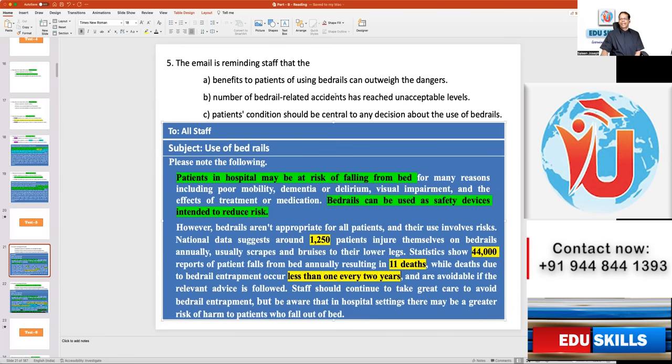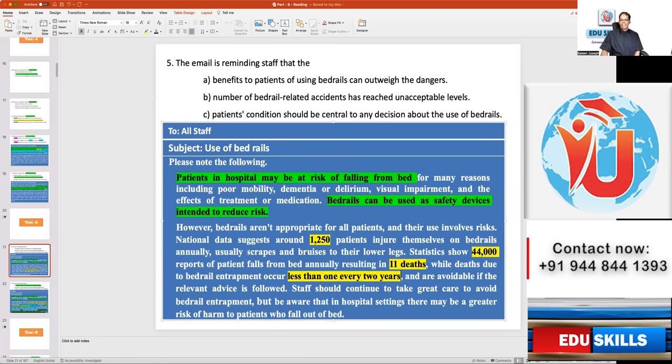Number of bed rail related accidents has reached unacceptable levels. Patient's condition should be central to any decision about the use of bed rails. When you are speaking about bed rails, this could be the only exception. Patient's condition should be taken care of. Now, the national data is around 1,250 patients injuring themselves on bed rails annually, whereas here it is 44,000.